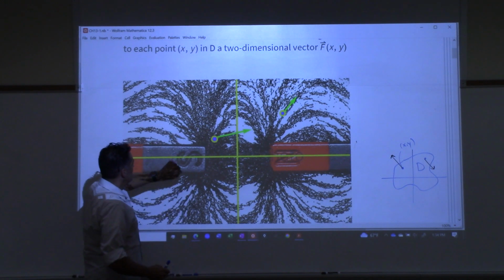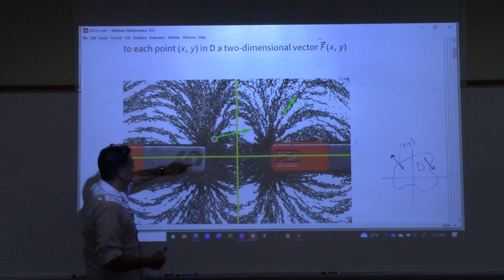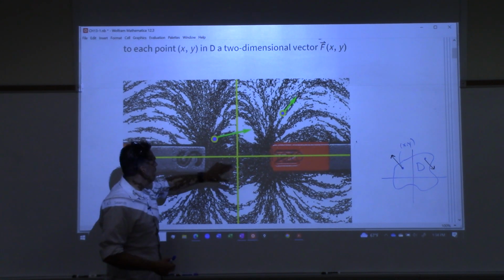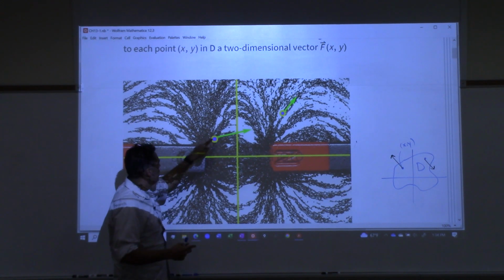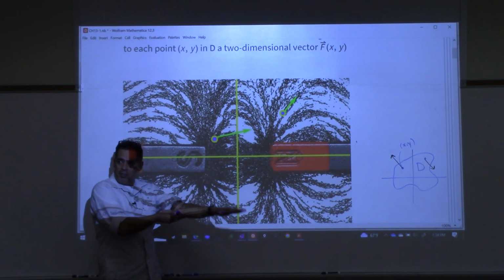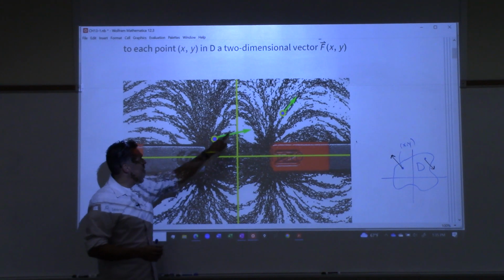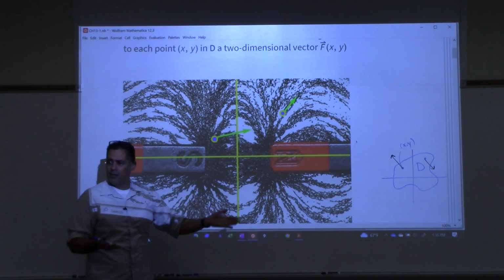Then depending on the strength of the magnetic force, you could say at each point within this domain there is some pull in that direction, or push, however you want to look at it. The vector gives you both the direction and the magnitude. The length of the vector tells you how strong the force is, and the angle would give you the direction.